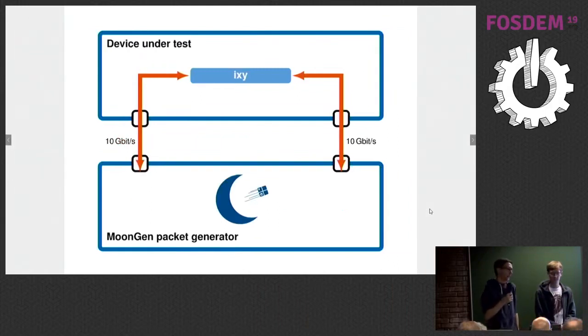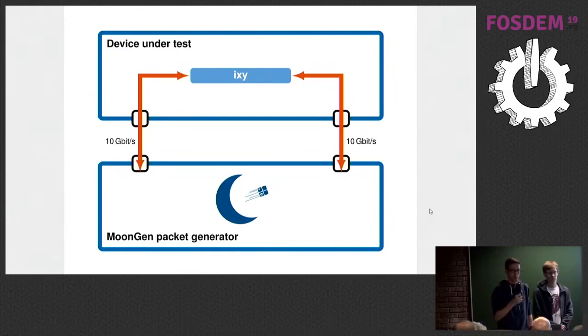Now we have some great code, but is it fast? Well, to figure that out, we set up a testbed to benchmark all our drivers. As you can see, we have 2 servers: a packet generator and the device under test. The 2 servers are connected with 2 10 gigabit links bidirectionally.